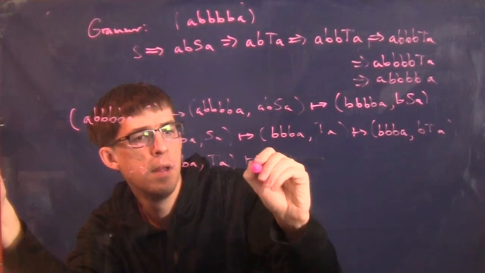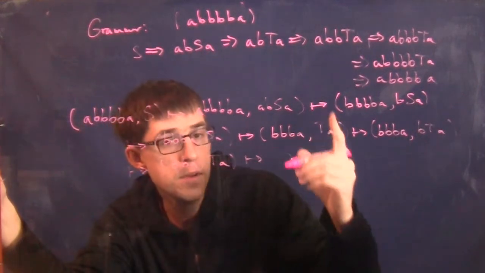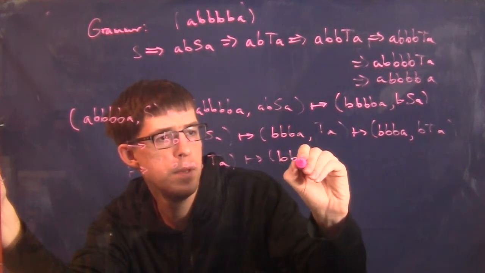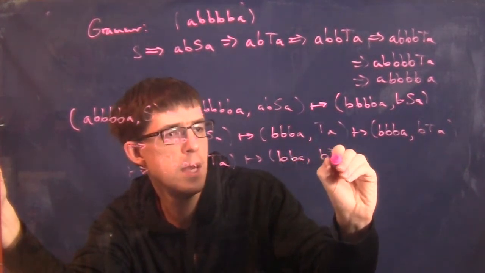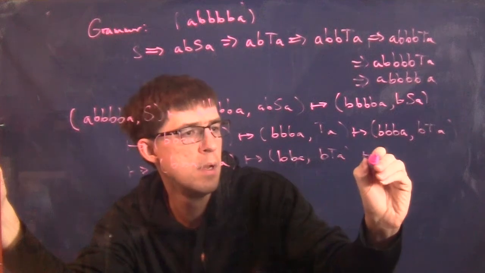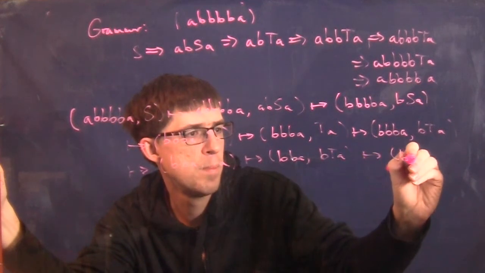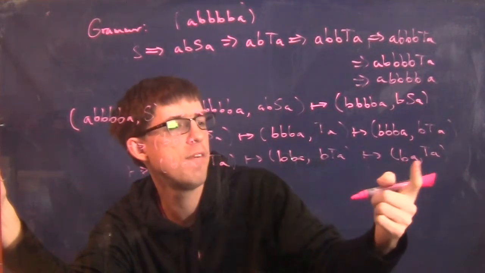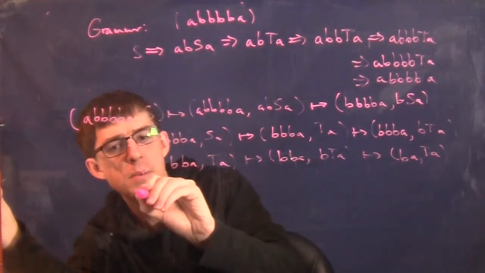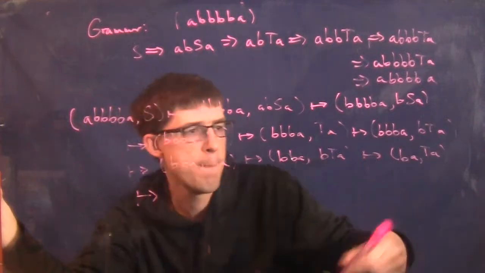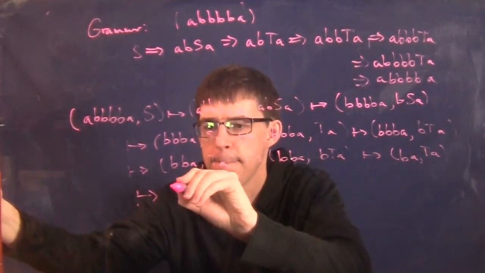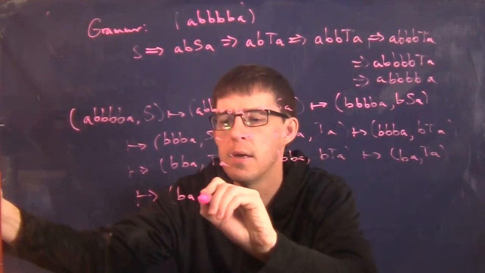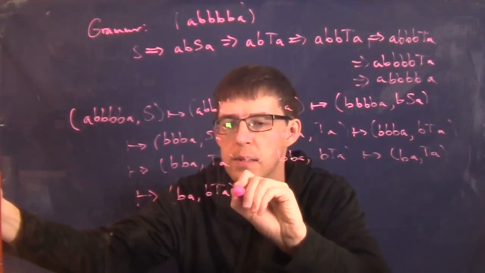I have more B's to clear, so I do another T goes to B, T: B, B, A, comma, B, T, A. Now I clear a B: B, A, comma, T, A. All right, I have one final B to clear. I do another T goes to B, T. B, A, comma, B, T, A.